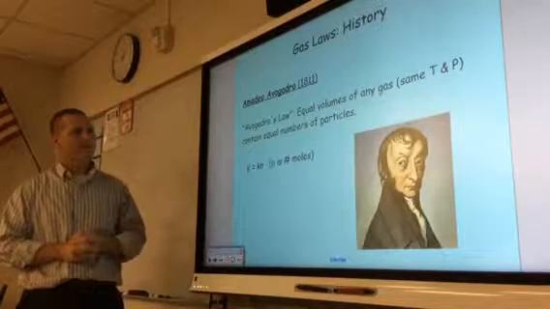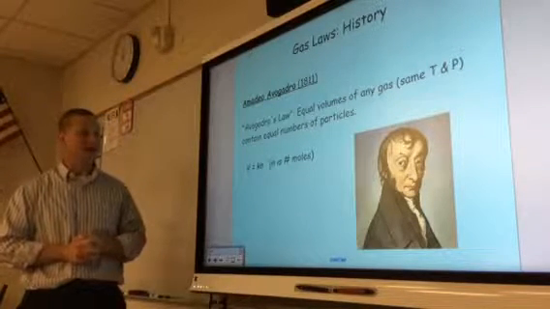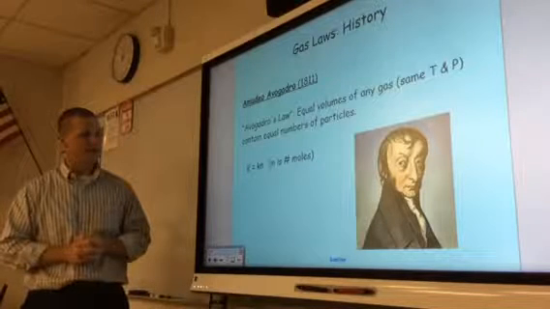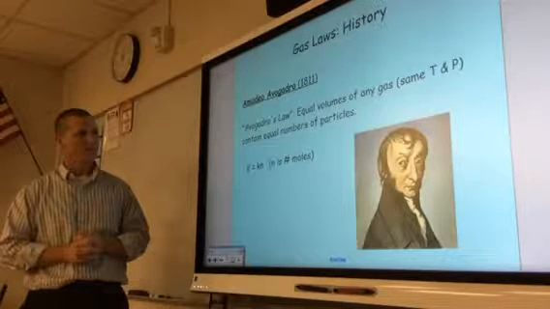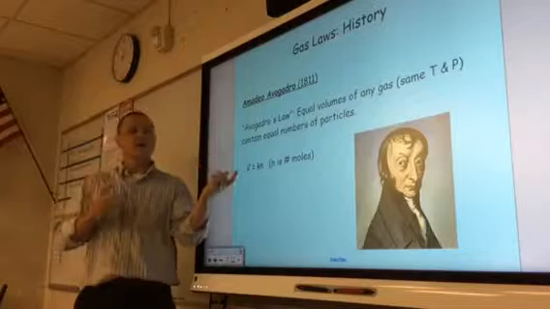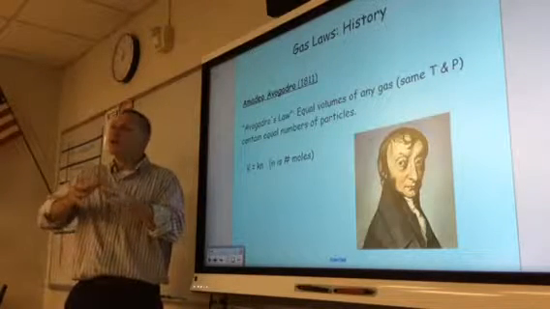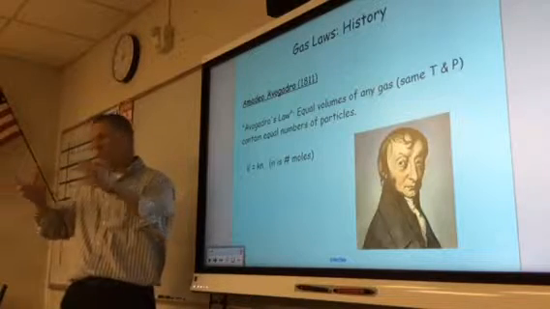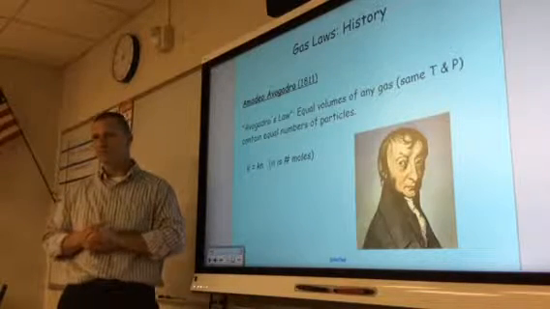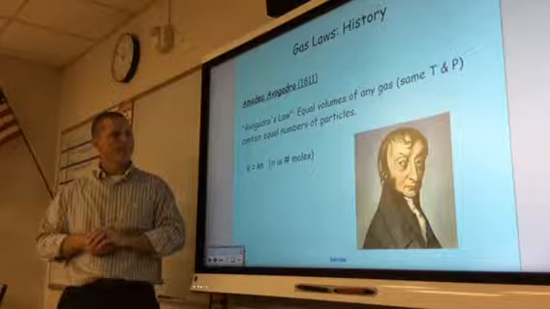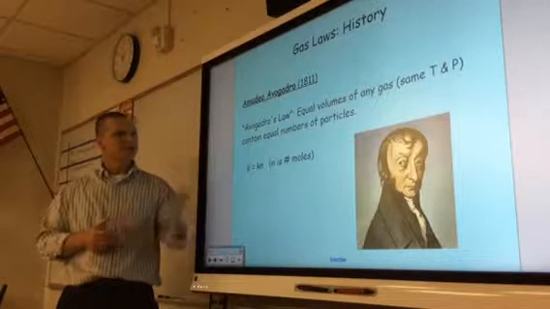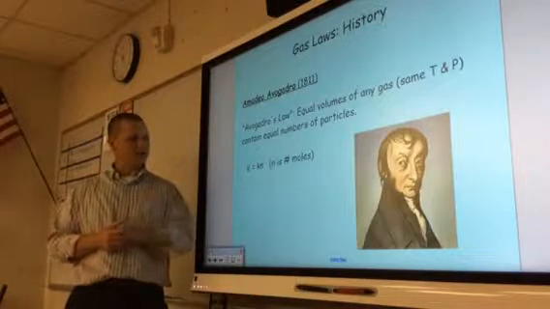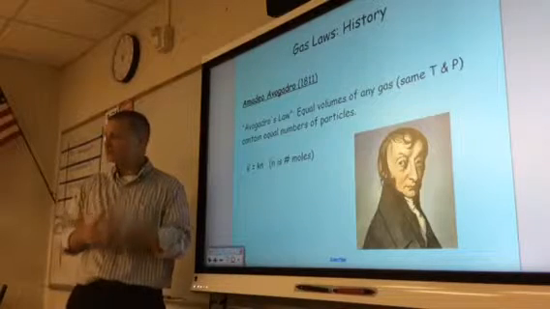And so, yeah, this was a big-time discovery. So what Avogadro was saying was, if you increase the number of moles of gas in a container, the volume also will increase. Remember, the temperature and pressure have to be the same. So Avogadro's law is boiled down to an equation that looks like this. V equals some constant times N.